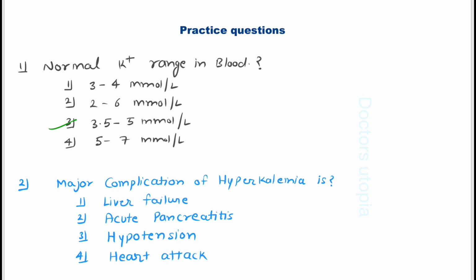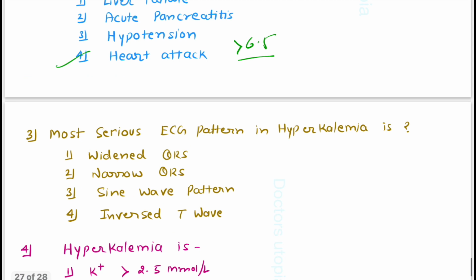Second question is major complication of hyperkalemia: is it liver failure, acute pancreatitis, hypotension, or heart attack? It's heart attack, because whenever the potassium level goes more than 6.5 millimole per liter, it can damage the heart and it can cause a heart attack.